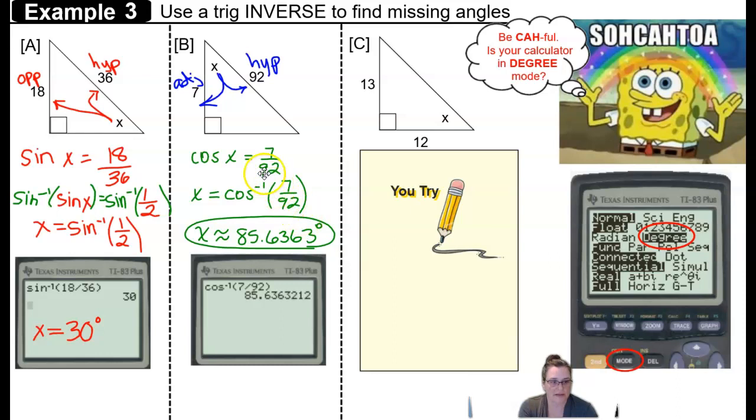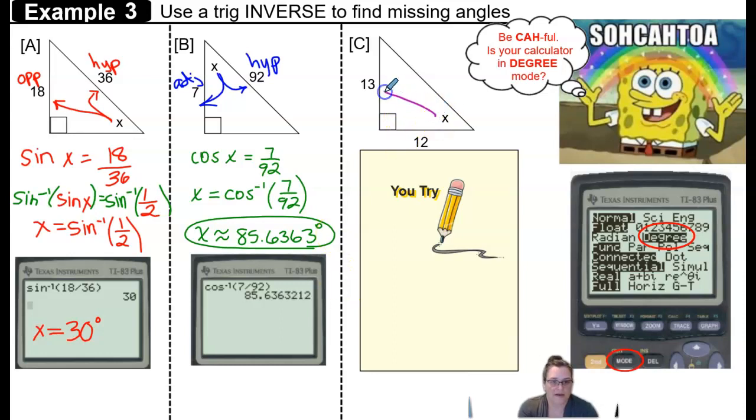So cosine of x is equal to the ratio of 7, which is the adjacent, over 92, the hypotenuse. Then we do the arc cosine of both sides to get x by itself, and x is equal to the arc cosine of 7 over 92, which in degree mode, rounding to 4 decimal places, is 85.6363 degrees.